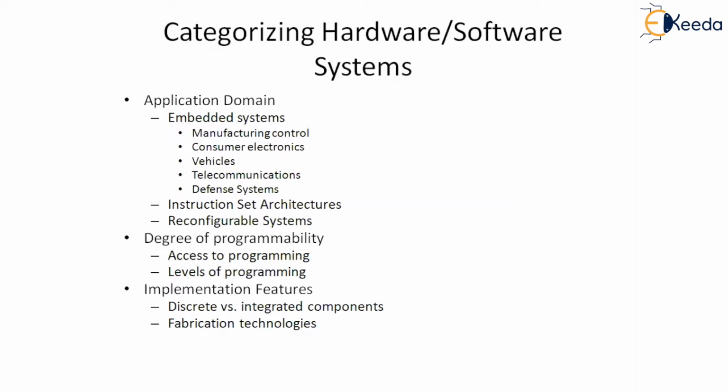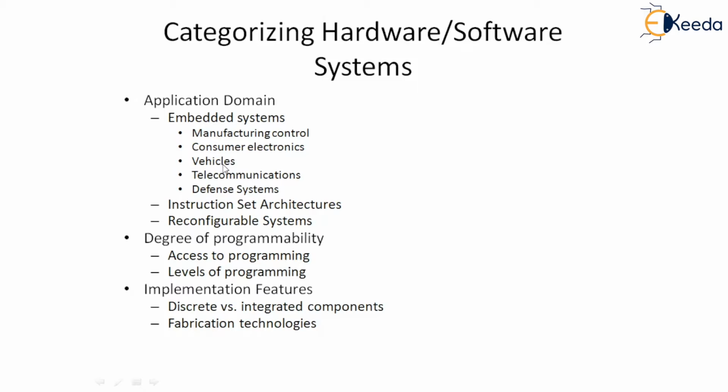First, we will categorize hardware software systems. First is the application domain. Let us categorize them according to the application domain, that is embedded systems. The first heading is manufacturer control, consumer electronics, vehicles, telecommunication, defense systems. They all require some kind of embedded system that can have both hardware as well as software.